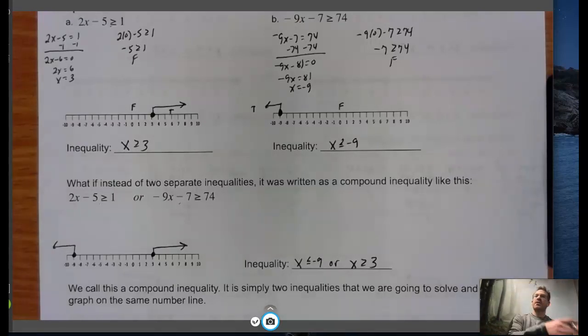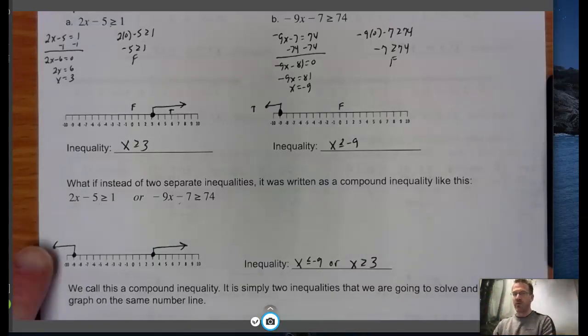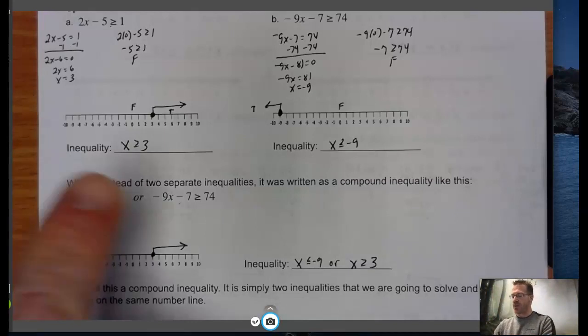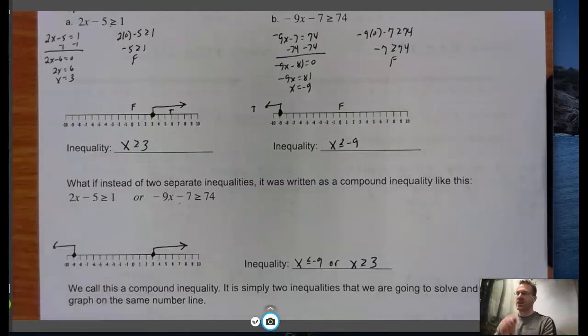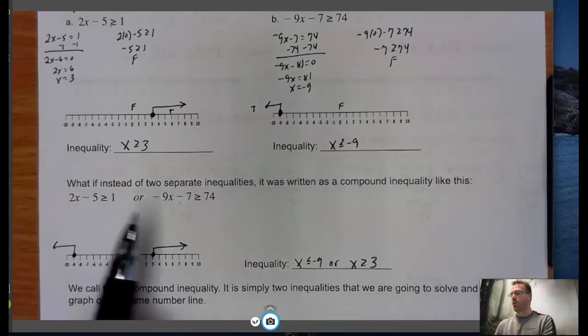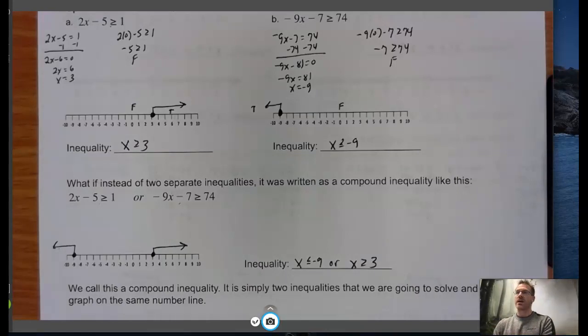Mathematically, when we think about an OR statement, it's either this or that. As long as one of those particular things is true, then the whole thing is true. So I can pick a number over here, or I can pick a number over here. We're going to talk about an AND next time, and it's a little different with an AND. But for an OR, I can either have a number here or over here. That's all an OR compound inequality is.